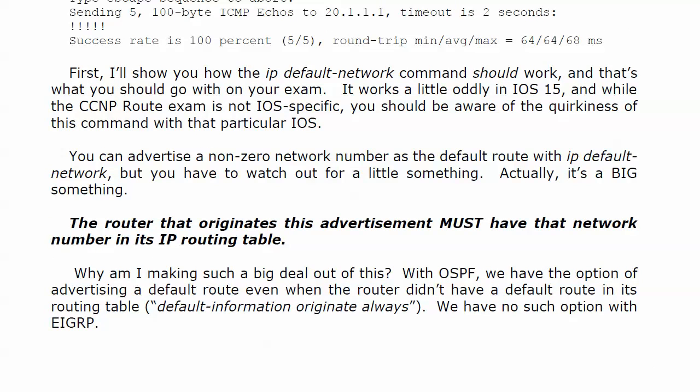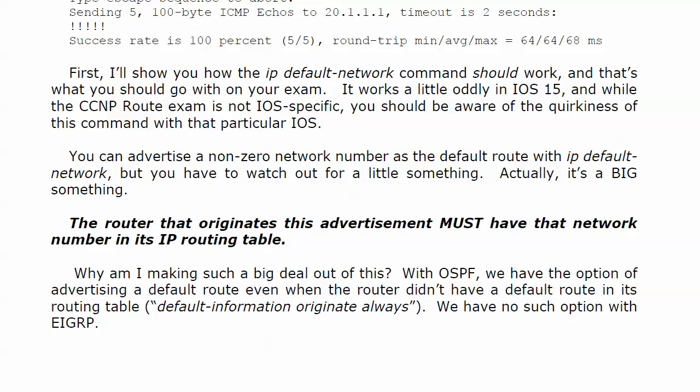You can advertise a non-zero network number with IP default network, but the router that originates this advertisement must have that network number in its IP routing table. So I'm using bold and italics. That's expensive, so you know I really mean this.